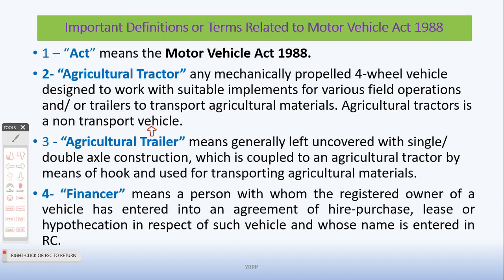You might have seen tractor and trolley. The front part is the tractor. Agricultural trailer, also known as trolley, means generally a left uncovered with single or double axle construction which is coupled to an agricultural tractor by means of a hook or used for transporting agricultural materials. Okay, so the pair of tractor and trolley you might have seen. So trailer means trolley and tractor is the front part.